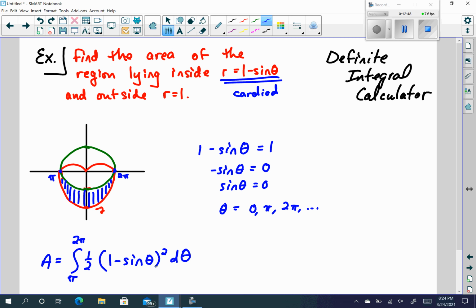But if we left it at this, this is going to find the entire area inside the cardioid. We need to subtract what would be up here. So everything that I have listed is finding all of this in purple, but we need to subtract this top part. So we need to subtract the integral from pi to 2 pi of the part of the circle that's right here, which is 1/2 of 1 squared d theta. This would be the area inside the circle.